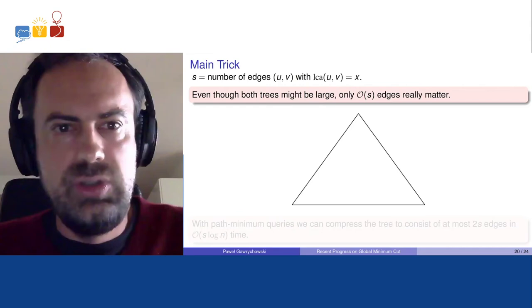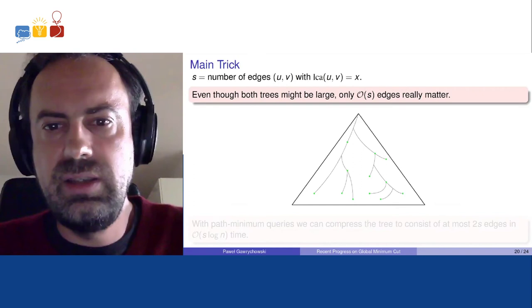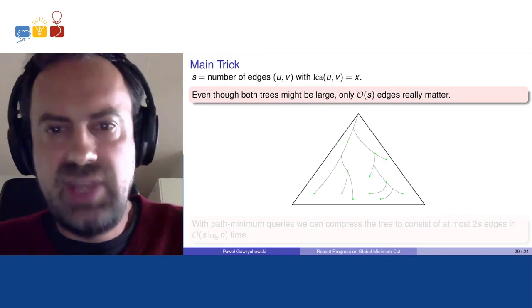And then you have the endpoints of those cross edges. So this is like the left subtree of X. And the green nodes are the left endpoints of the cross edges, and they span this induced subtree.